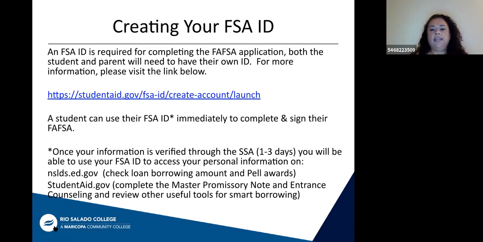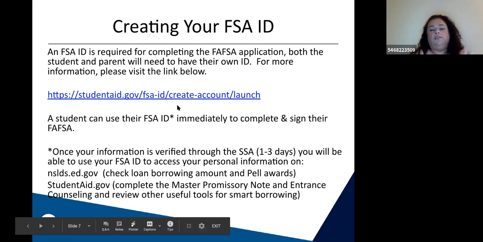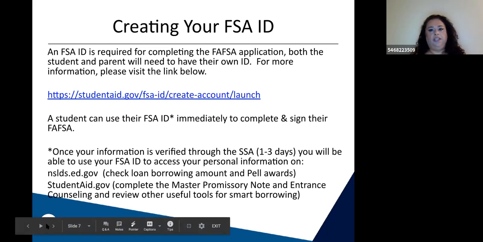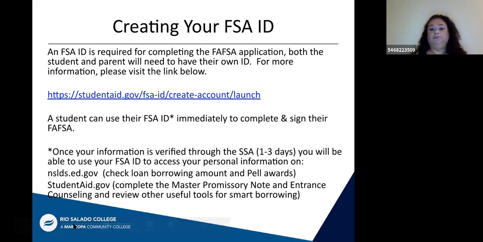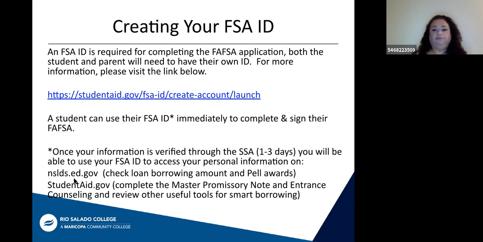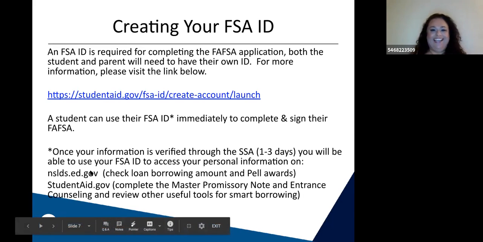So the FSA ID is needed to complete your FAFSA. Honestly, it's probably one of the things that I see students in person struggle with the most. When you create your ID, make sure that you write down your information in a safe spot, your username and your password, because if you lose it, it becomes such a pain to get it back.